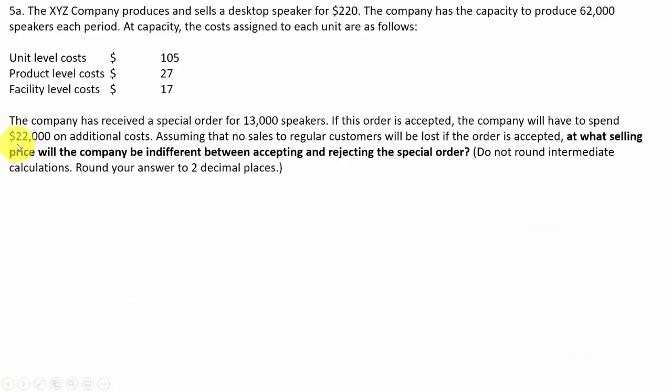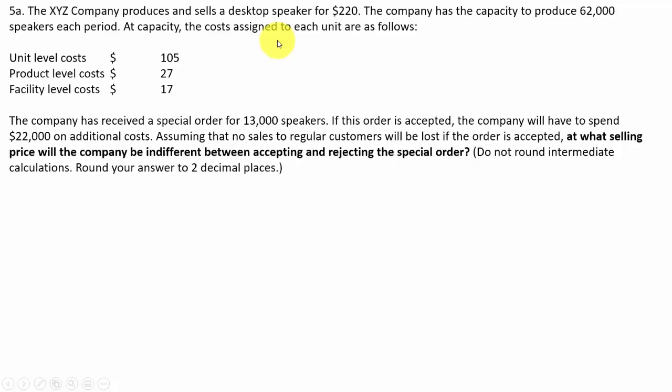This problem deals with special orders. The XYZ company produces and sells a desktop speaker for $220. So that's their selling price, $220. The company has the capacity to produce 62,000 speakers each period. Maybe that's a year or a month, whatever. At capacity, the costs assigned to each unit are as follows.